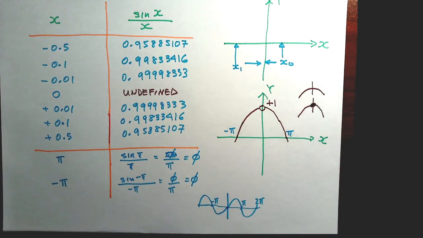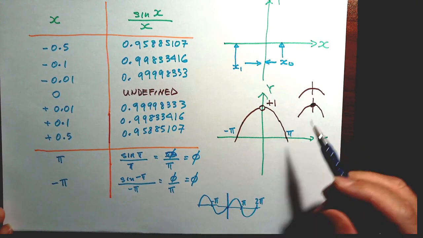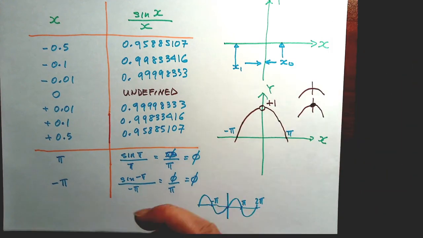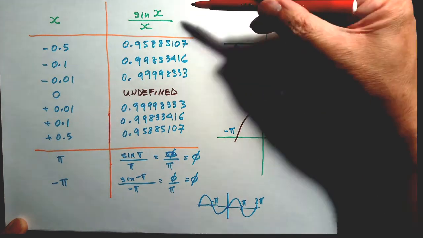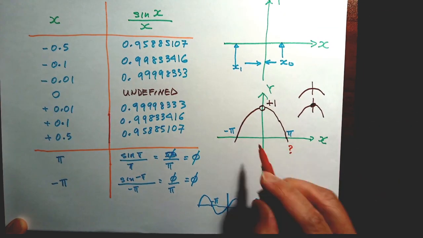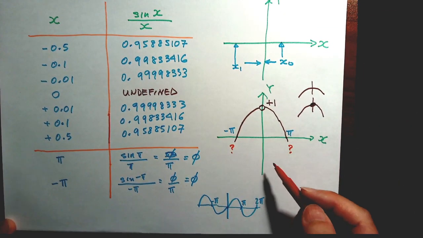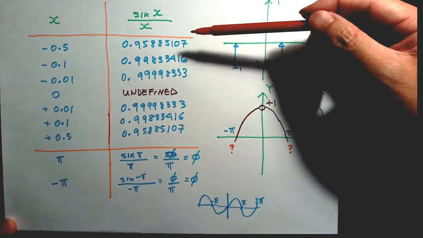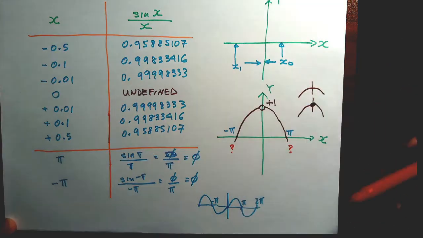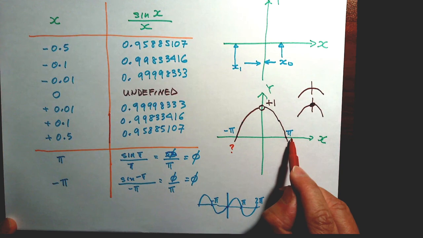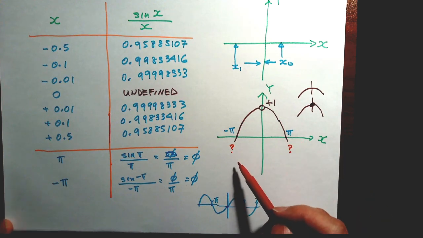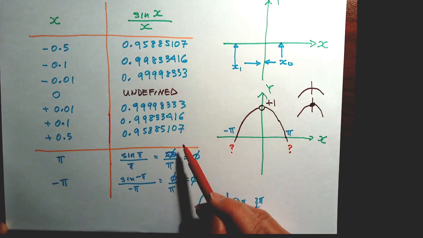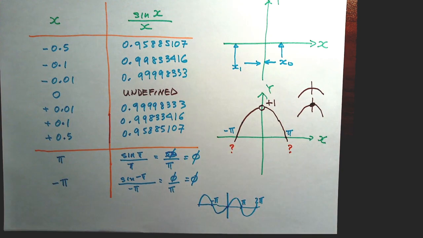Next lesson, I will show you what happens to this function sine x over x below here. Something interesting happens, and we will do another similar analysis for when x tends towards positive infinity going this direction, and when x tends towards negative infinity going this direction.